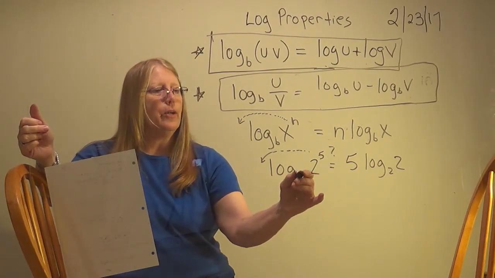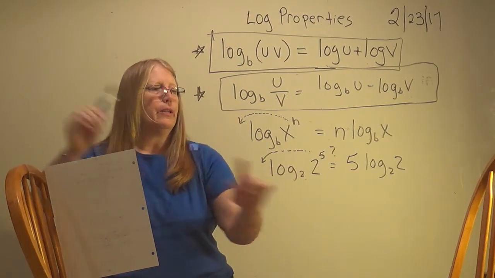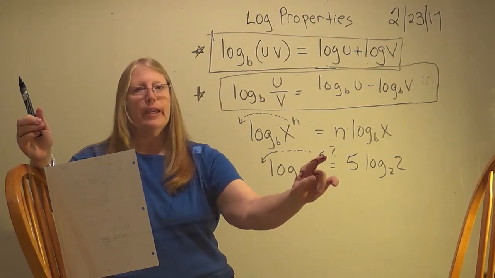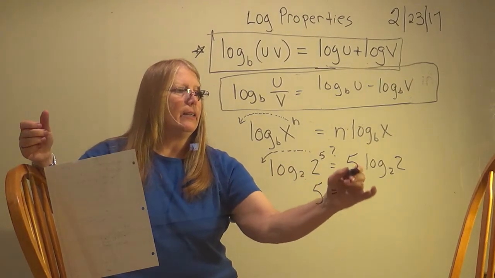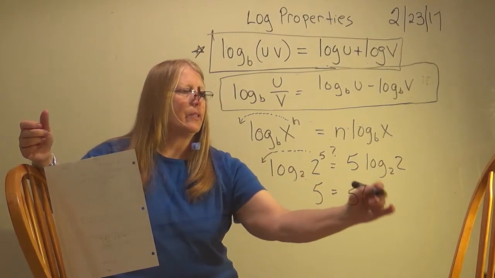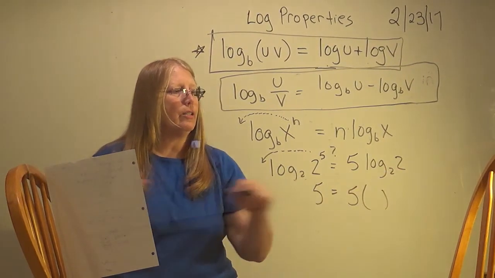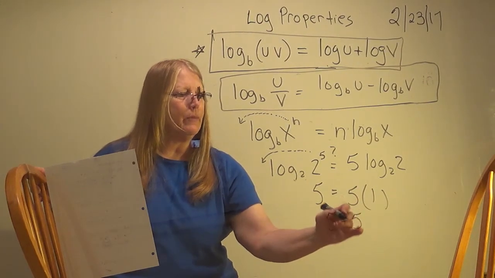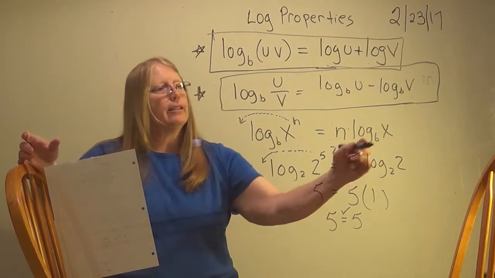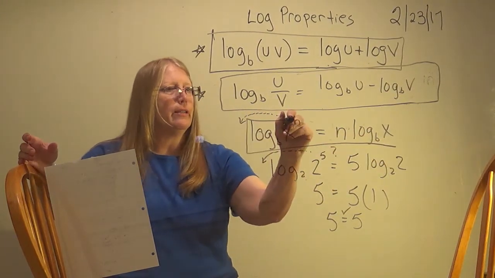So this is saying, what exponent do I give 2 to get 2 to the 5th? And the answer is 5. Over here I have 5 times the log to the base 2 of 2. What exponent do I give 2 to get 2? 1. So I get 5 equals 5 times 1. It worked. So this is my third rule of logarithms.